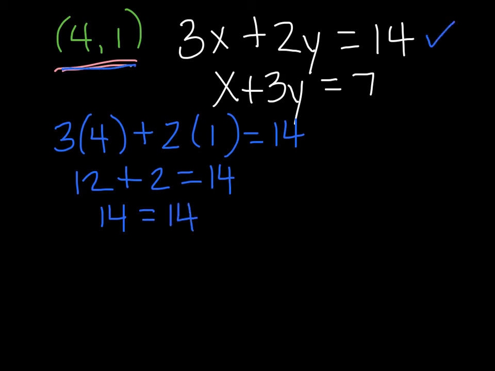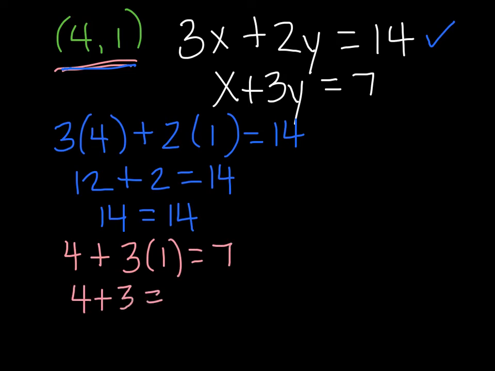So the point (4, 1) does satisfy the first equation. So let's test the second equation. Instead of x, I'm going to go ahead and put in 4, plus 3 times my y, which is 1, is 7. So 4 and 3, so 7 balances out with 7. So yes, my other line is satisfied. So the solution to this system of equations is (4, 1).